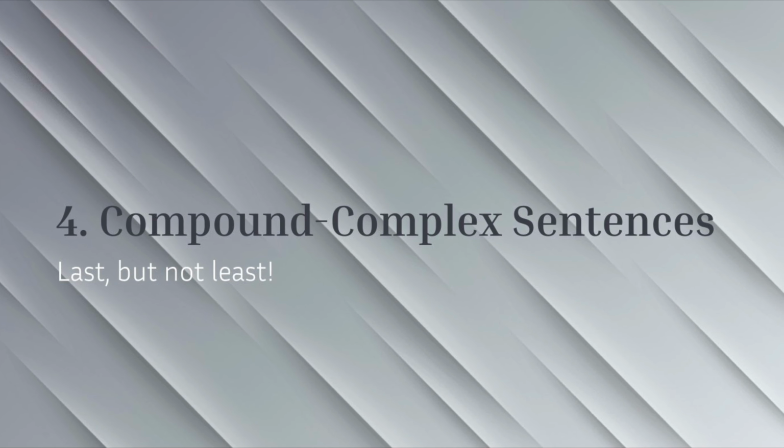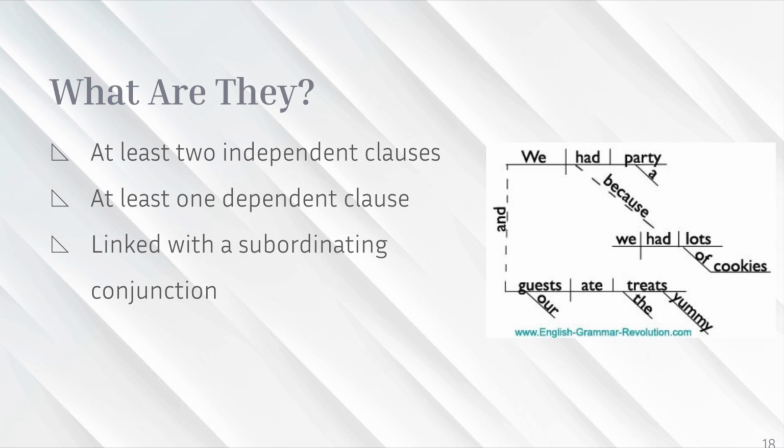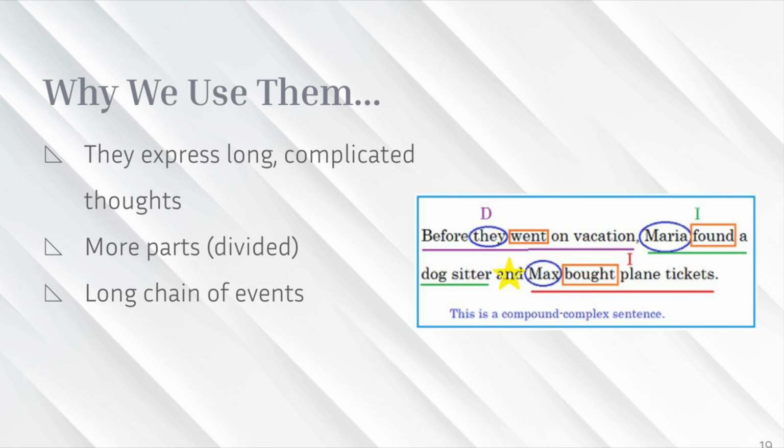Lastly, we have compound complex sentences. Compound complex sentences have at least two independent clauses and at least one dependent clause. They are also linked by a subordinating conjunction. We use them because they express long, complicated thoughts, because they are divided into more parts, which is easier to explain a long chain of events.